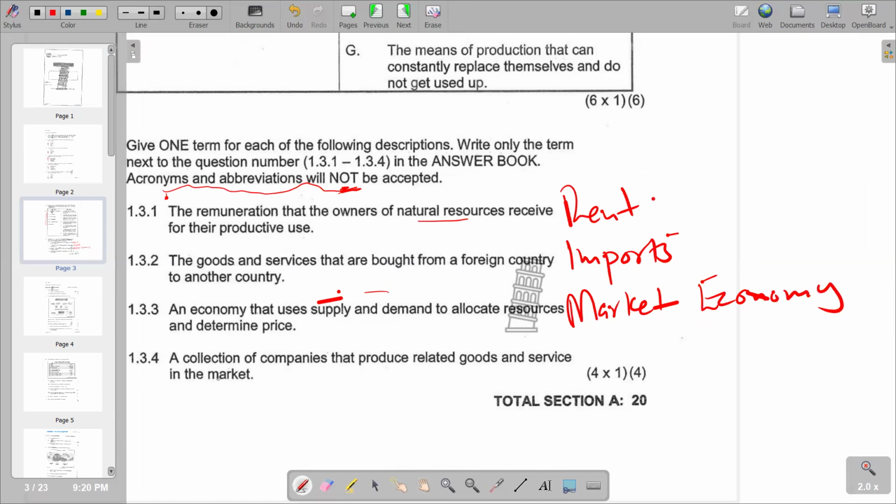The next sentence says a collection of companies that produce related goods and services in the market. We try to see which term we can pick that matches that. You know that this is an explanation of an industry. So we have industry. That's the correct response. So basically, this becomes the last part of our question. And our question, let's take note, has 20 marks.